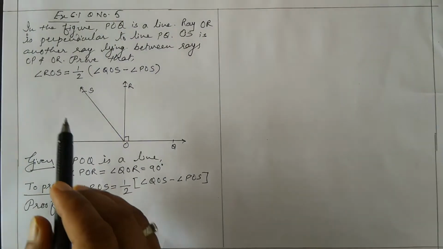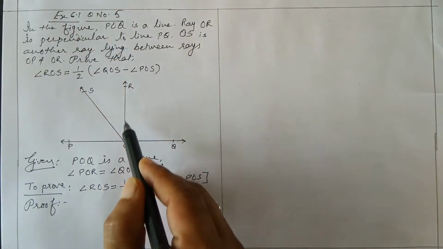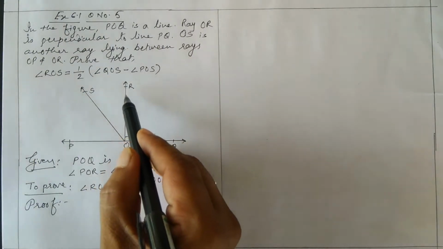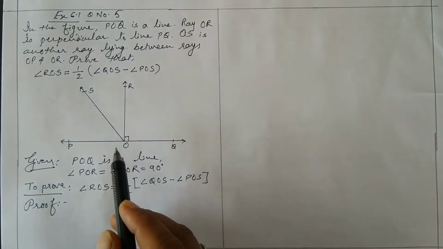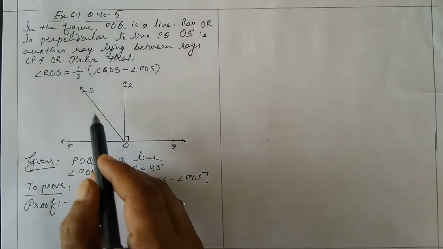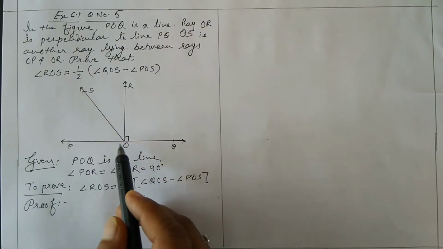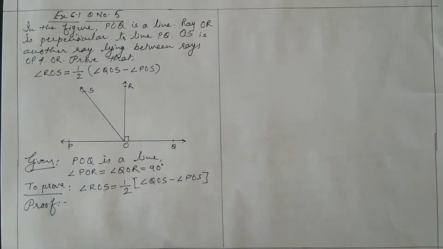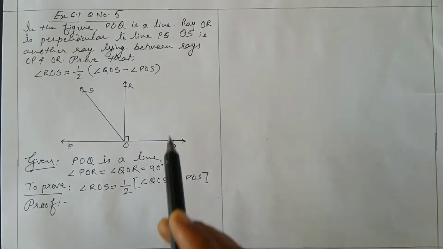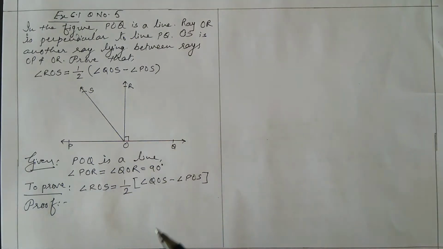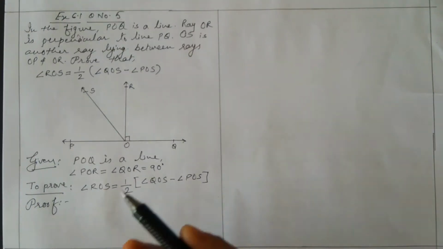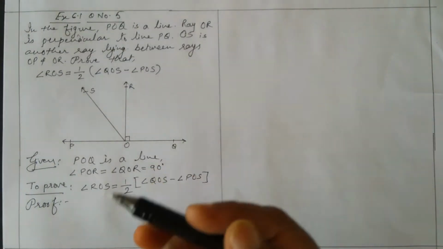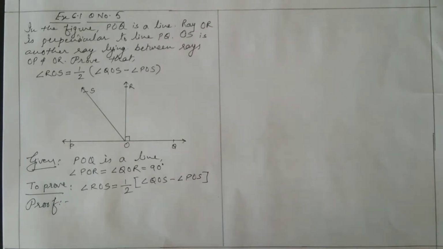Then what do you have to prove? You have to prove that angle ROS is half of QOS minus POS. This is what you have to prove. Now, given and to prove, you should be able to write from the given data in the question. So I have written here. You should develop a method yourself for how to write given and to prove.